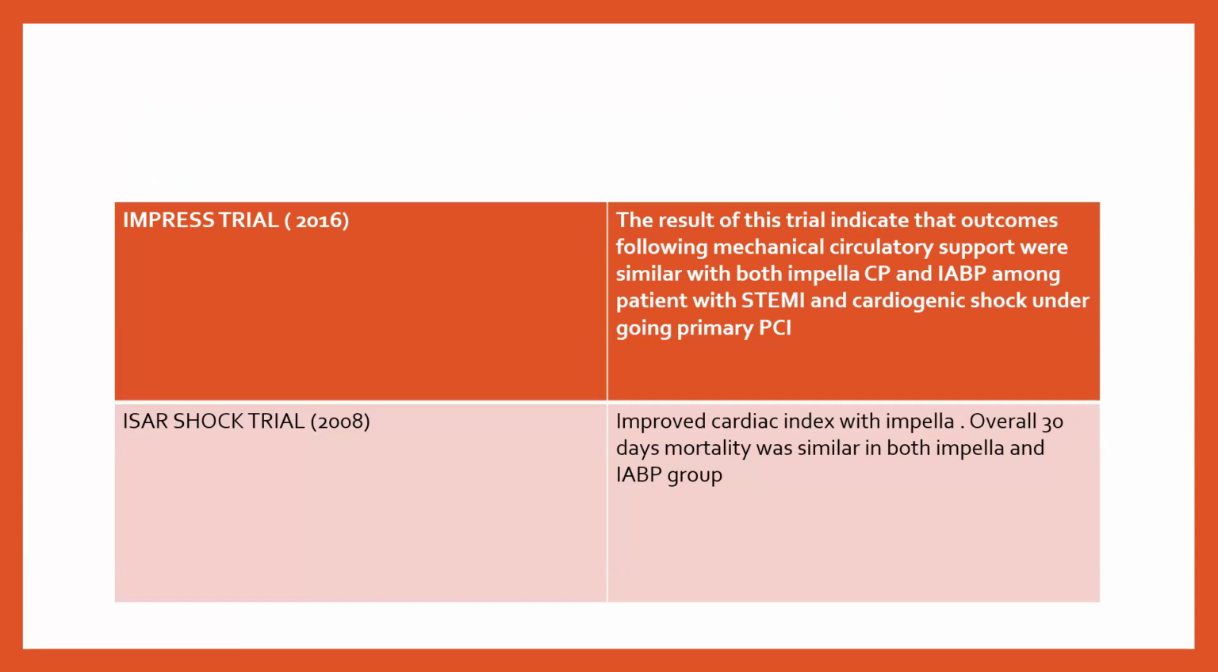Regarding this, two trials were published. First we'll have a look at the ISAR-SHOCK trial, because it was published in 2008. It showed improved cardiac index with Impella, and overall 30-day mortality was similar in both the Impella and IABP groups. Then the IMPRESS trial was published in 2016, and the result of this trial indicates that outcomes following mechanical circulatory support were similar with both Impella CP and IABP in patients with STEMI and cardiogenic shock undergoing primary PCI.